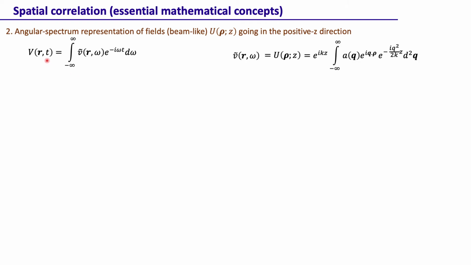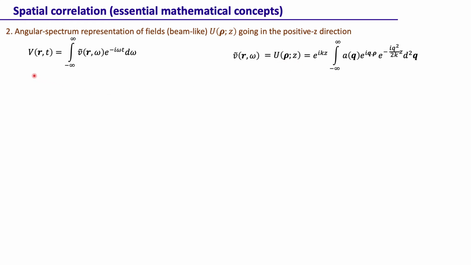Okay, so this is the spatio-temporal field we have, and this is an individual frequency component, and this individual frequency component can be written as a two-dimensional Fourier transform in this manner, where A(q) is called the angular spectrum. This is written within the paraxial approximation, and this represents a beam-like field going in the positive z direction. Okay, so this is the field.